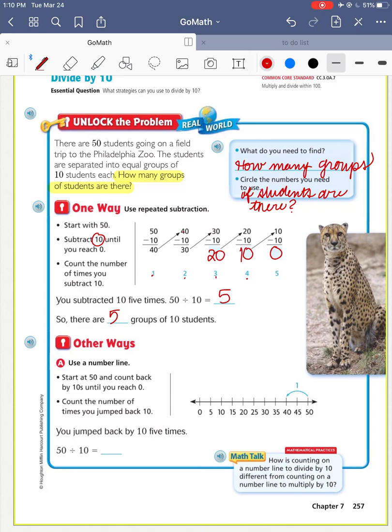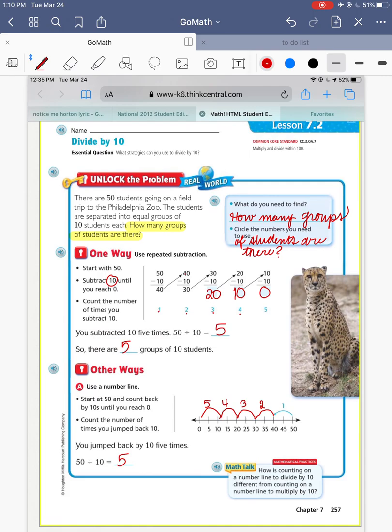You could also use a number line. Start at 50 and count back by 10s until you reach 0. So they did 1, 2, 3, 4, 5 jumps to get back to 0. 1, 2, 3, 4, 5.